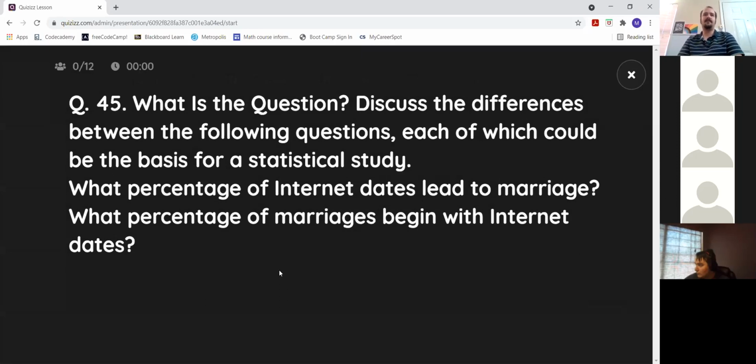What is the question? Discuss the difference between the following questions, each of which could be the basis for a statistical study. What percentage of internet dates lead to marriage? What percentage of marriages begin with internet dates? Let's take this first question first. If I wanted to do the statistical study, what is my population here? What am I drawing from?